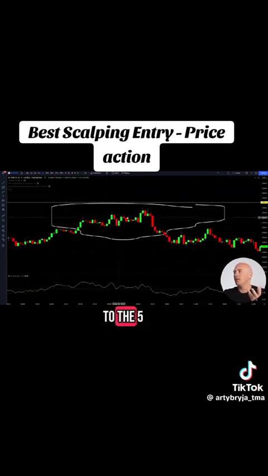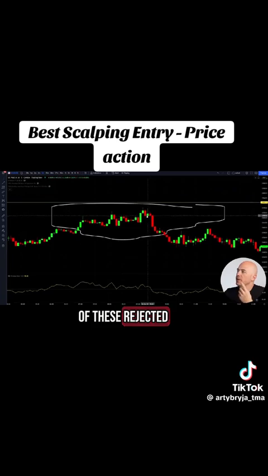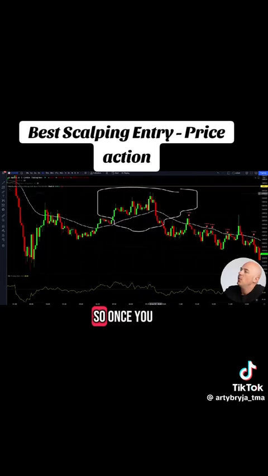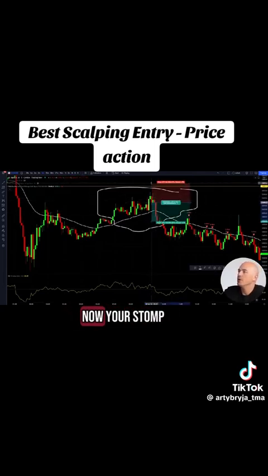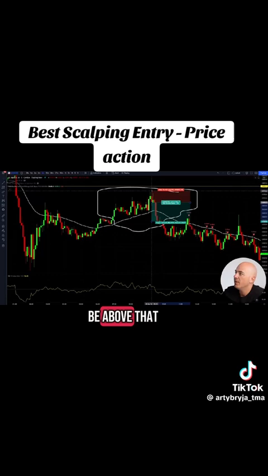So getting down to the 5-minute chart, all of these rejected, but this is the only one that had an engulfing candle, where this candle is completely bigger than this candle. Didn't happen here, didn't happen here. So once you find that engulfing candle, that's going to be your entry point. Now, your stop loss is going to be really, really tight. It's just going to be above that swing high.